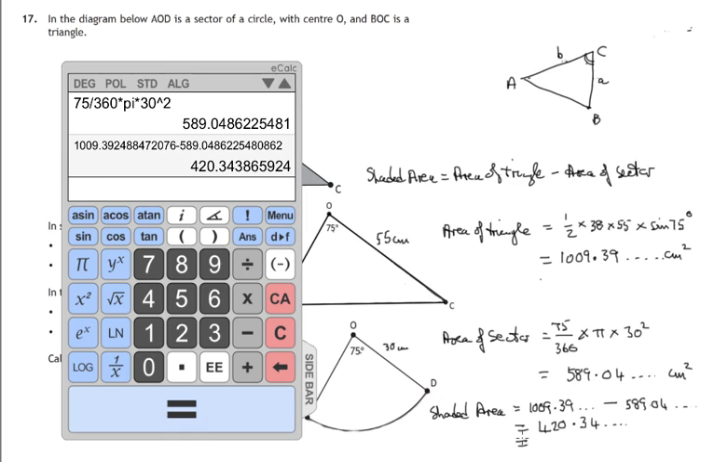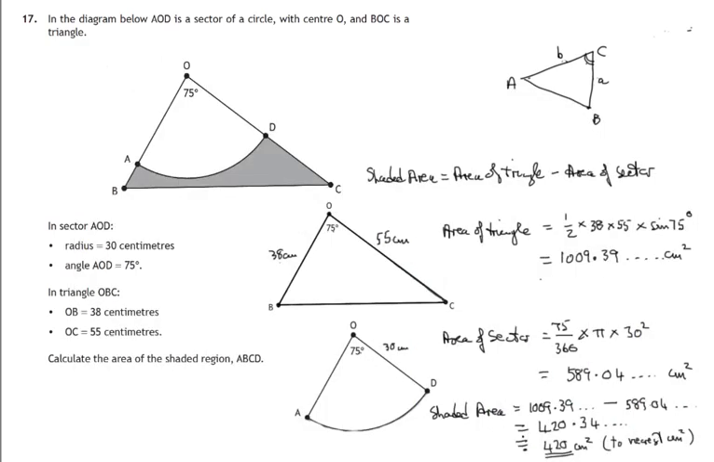So approximately that's 420 square centimetres. That's to 3 sig figs, or to the nearest whole square centimetre. It doesn't indicate what accuracy we should give this to, so 3 figures is usually sufficient. So there we have it, the triangle minus the sector, and we're left with 420 square centimetres for this shaded area.